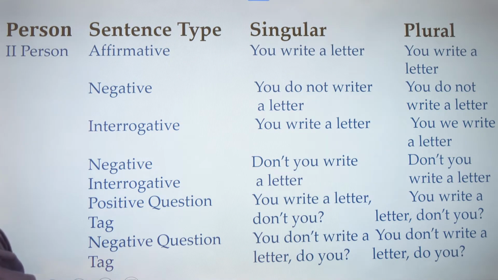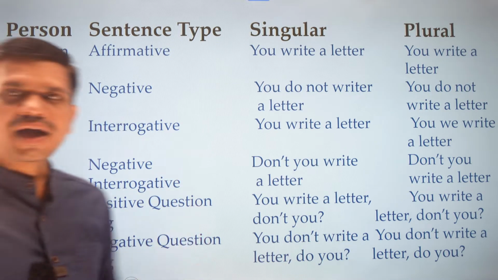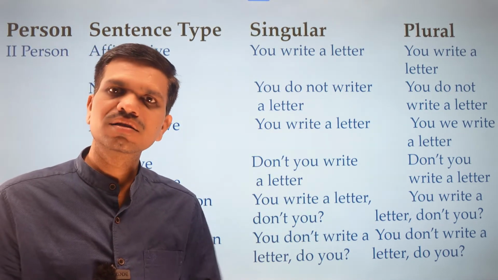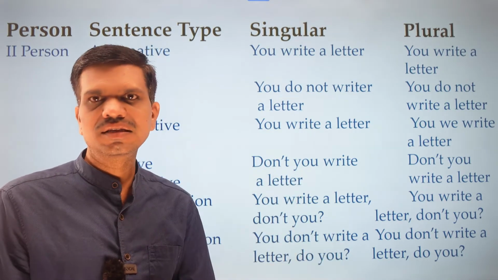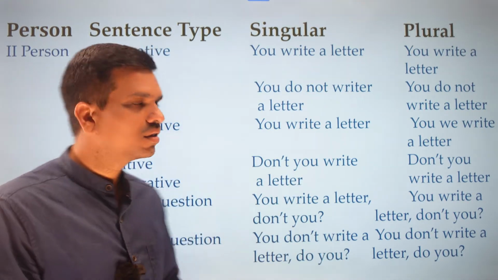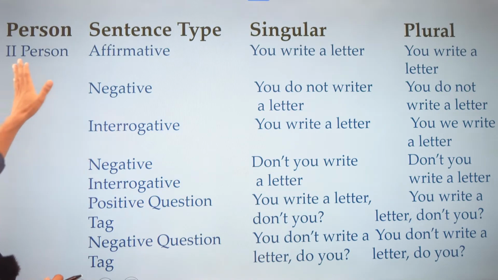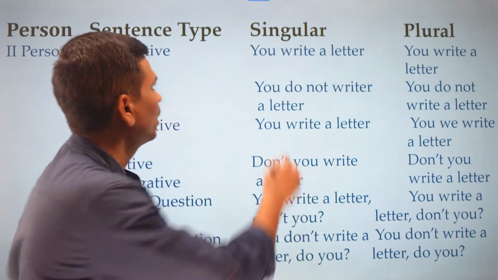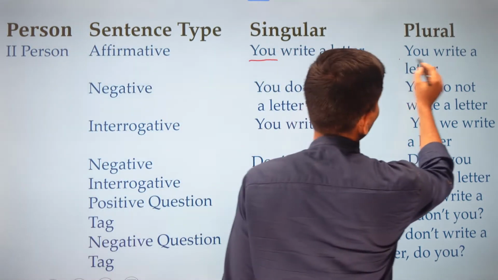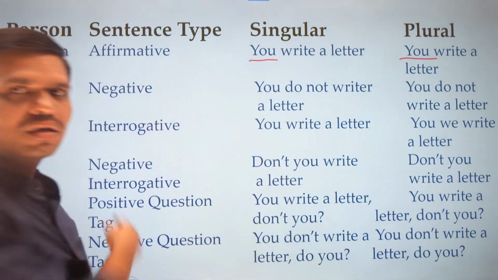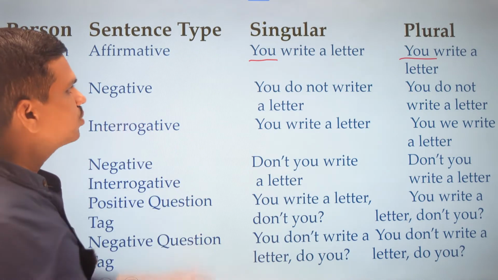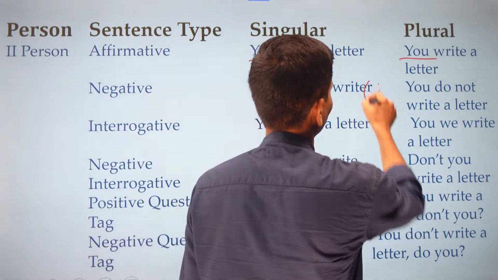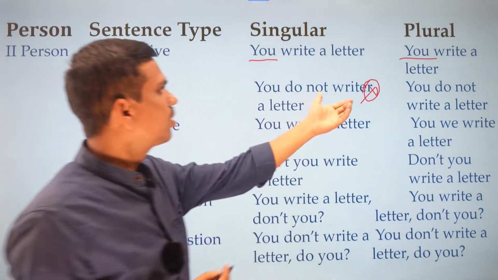Next, here you see second person. I have taken all first person, second person and third person pronouns so that you can understand very clearly what is there in the tenses and how sentences are formed in the tense. So here you see second person affirmative sentence, you write a letter, plural, you write a letter. So singular form and plural form is the same here, you in the second person. Now negative, you do not write a letter, it's write, not writer.